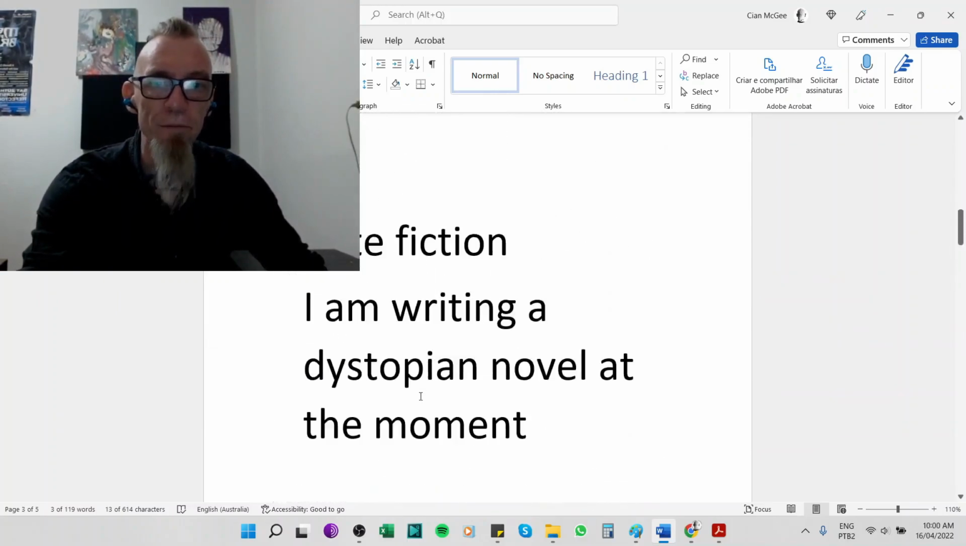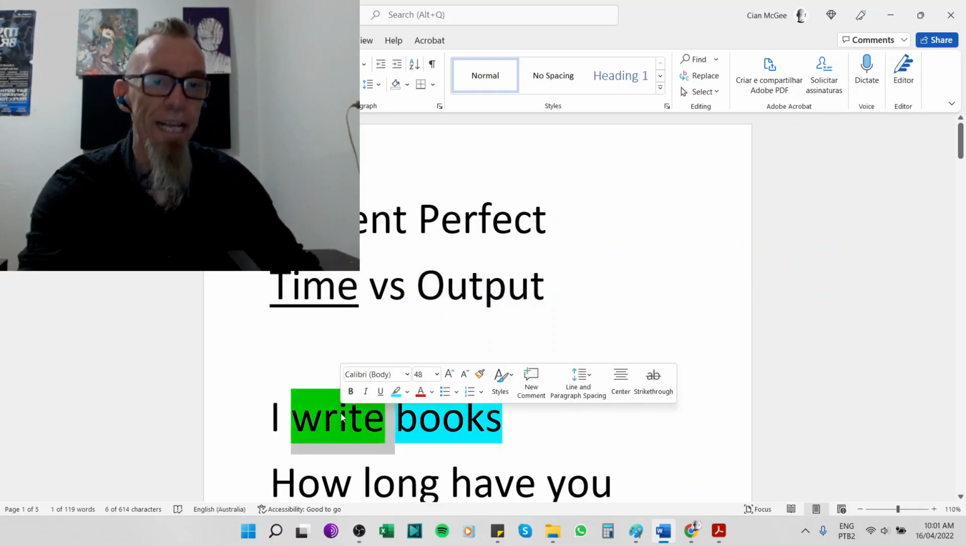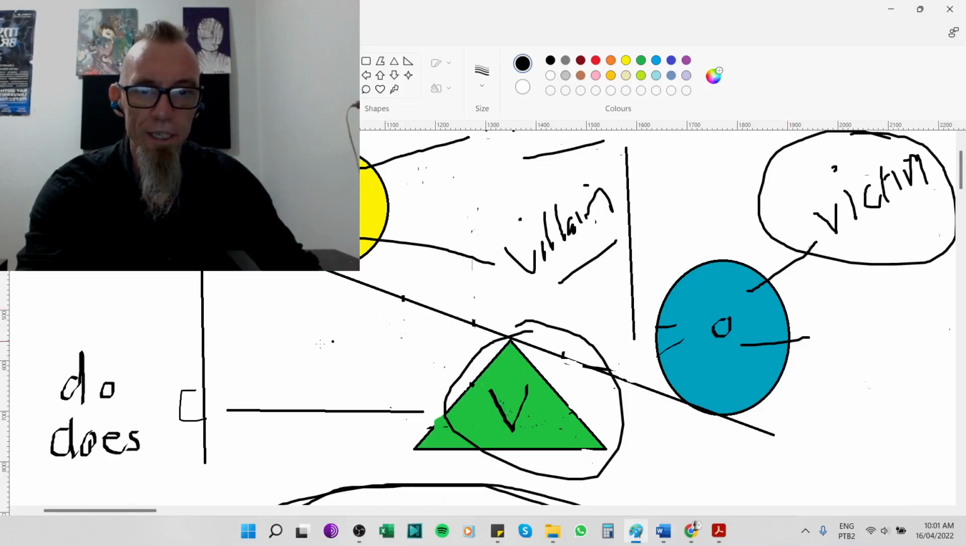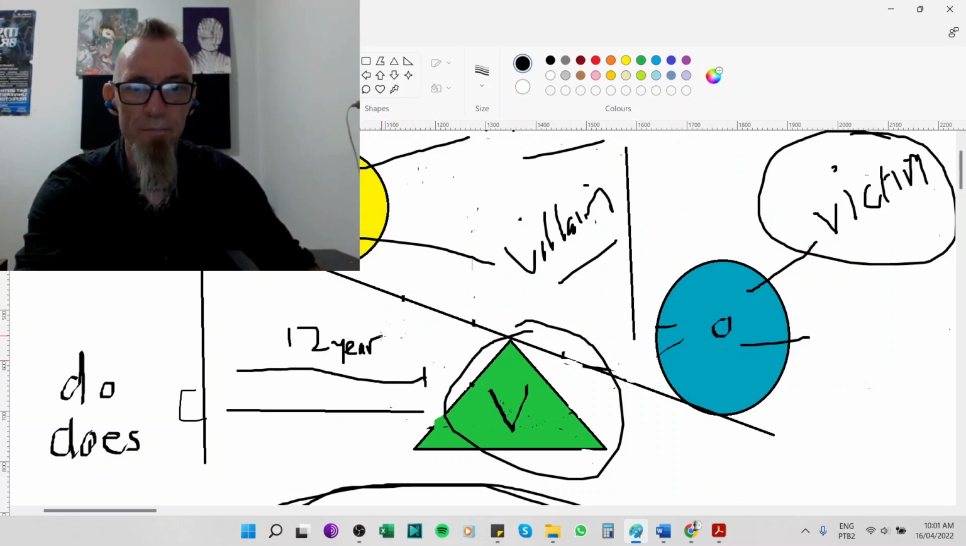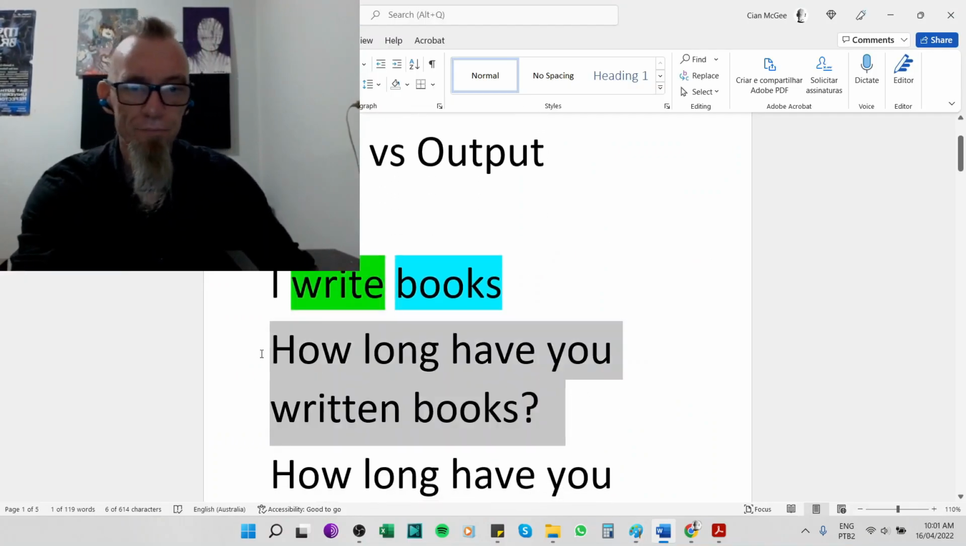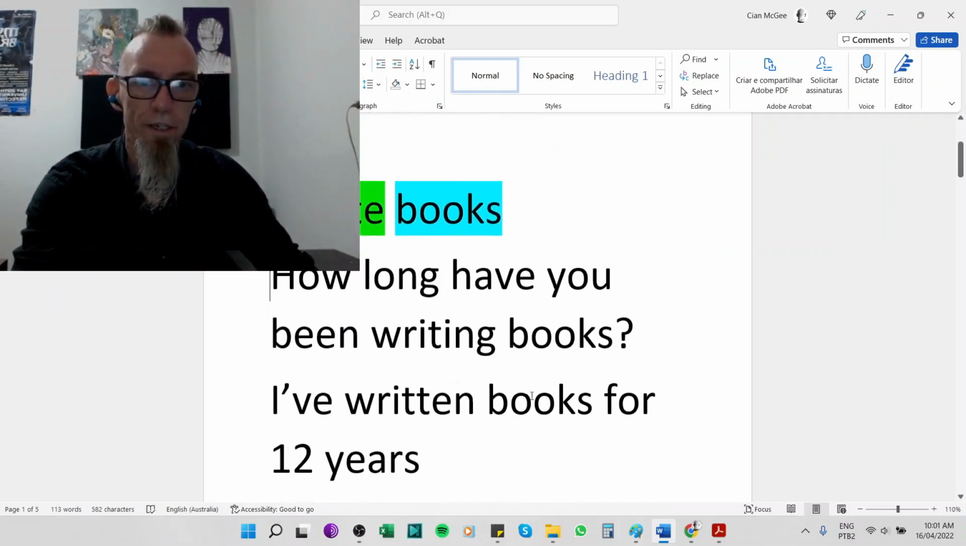But let's look back at really what we want to do here. In that activity, we're looking at time and output. What do we mean? Well, we're measuring time for the hero complex. So we're measuring it to show this kind of linear movement. So we'll say here 12 years, because we're going to measure I write books. So 12 years. I write books. How long have you written books? Or how long have you been writing books? We'll say I've been writing books for 12 years.